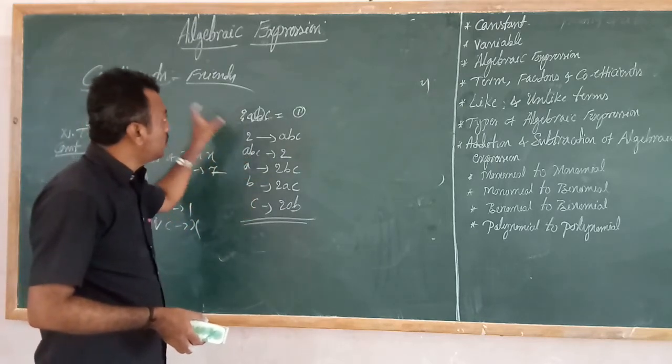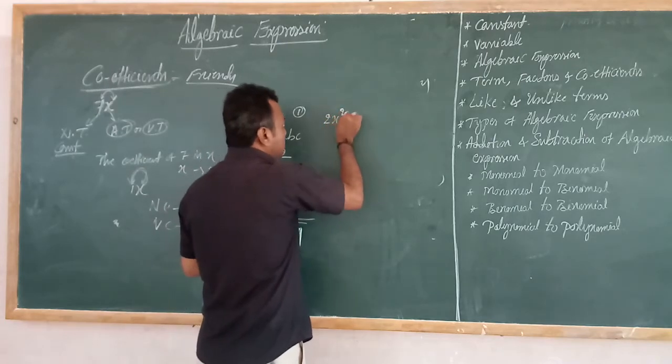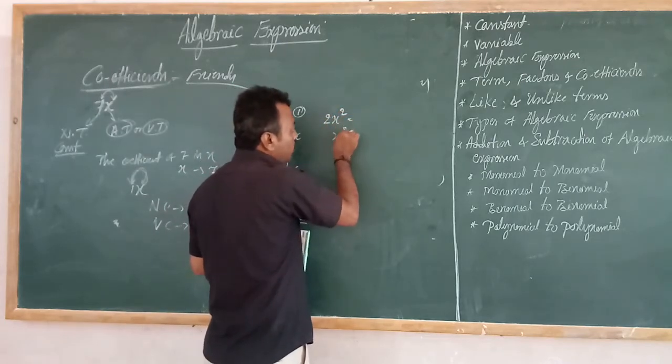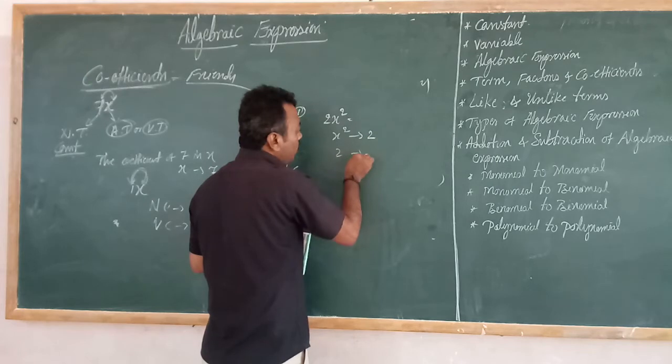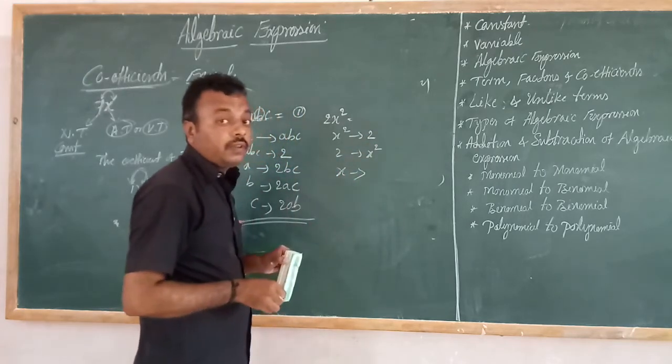Okay. So these are the coefficients. One more thing, 2x square is there. So what is the coefficient of x square? 2. The coefficient of 2 is x square. What is the coefficient of x?